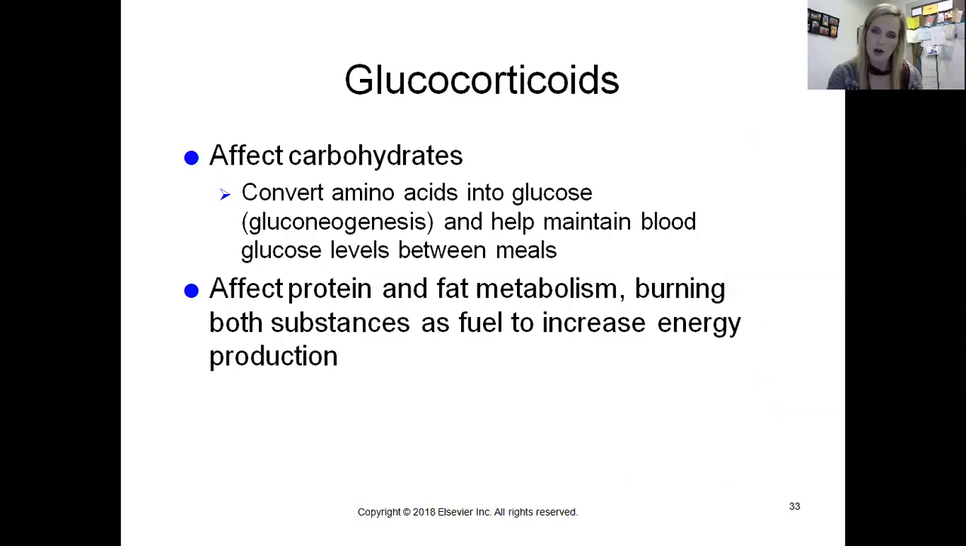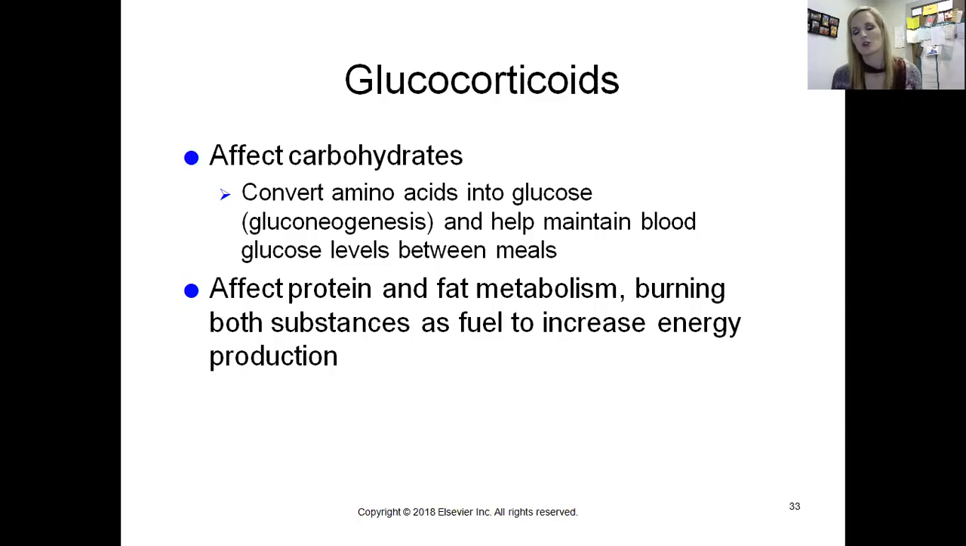So talking a little bit more about each of these. Glucocorticoid is just the type of hormone that cortisol is. So it affects our body's carbohydrates. Not just, again, cortisol helps with decreasing inflammation and pain, but it also has the ability to convert amino acids into glucose and help maintain our blood glucose levels between meals. So it's helping with regulating our blood sugar. As it mentions too, it affects protein and fat metabolism, burning both substances as fuel to help increase our energy production.